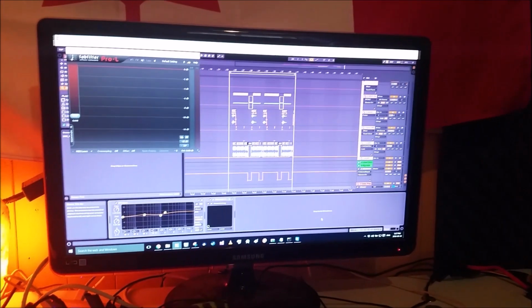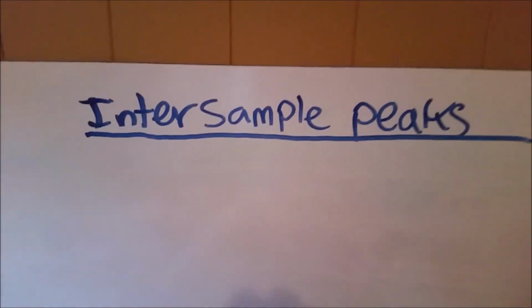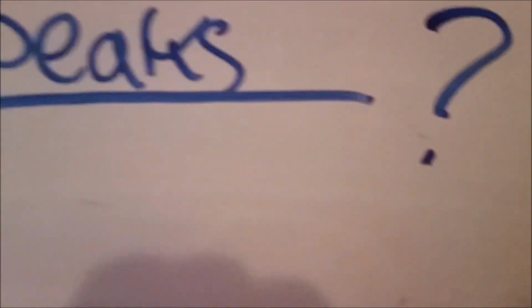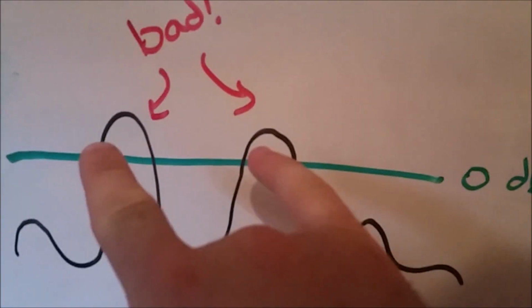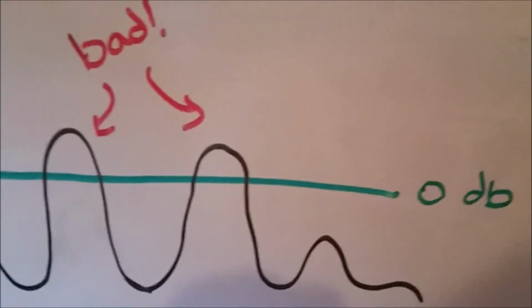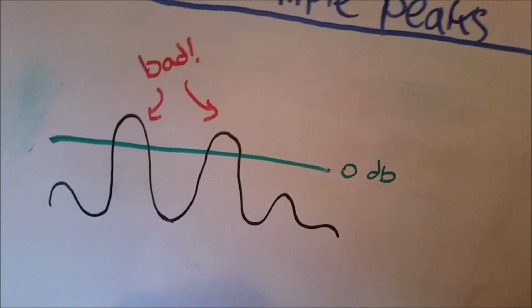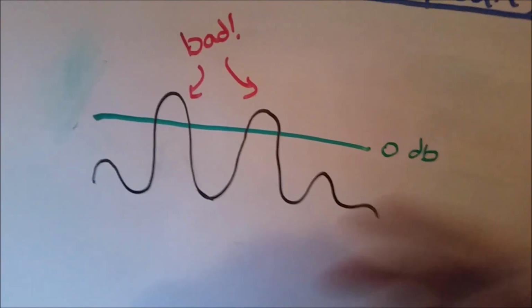Oh, welcome to my laboratory, and today I will be discussing intersample peaks. You're probably thinking, well, what in God's name is an intersample peak? Well, an intersample peak is one of these nasty little things that overshoots past the 0 decibel ceiling. And as you can imagine, if anything passes this ceiling, it causes distortion.